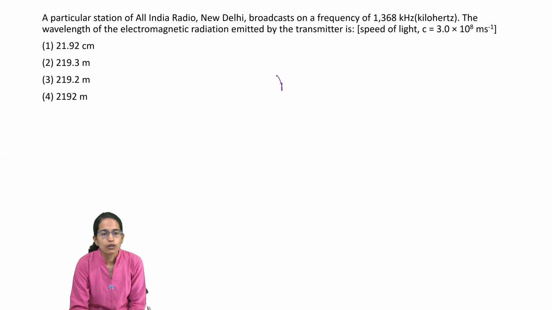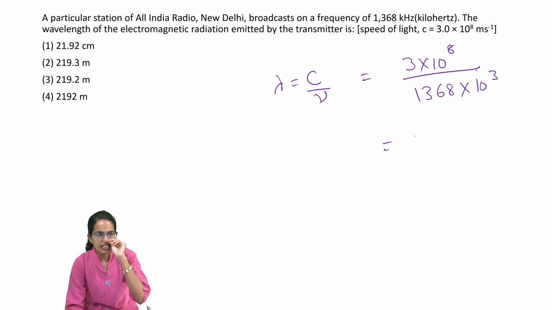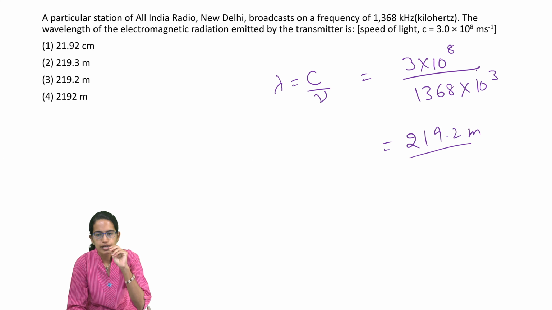We have to find out the wavelength, which is the speed of the light divided by the frequency. So speed of the light is 3 into 10 raised to power 8 divided by the frequency, which is 1368 multiplied by 10 raised to power 3. Now solving this, we get 219.2 meters, somewhere around that. So this would be the right option.